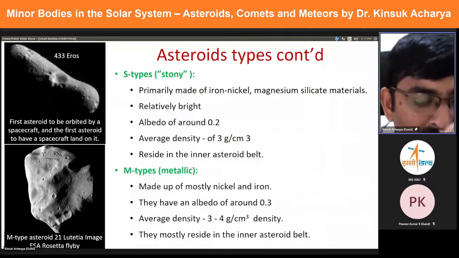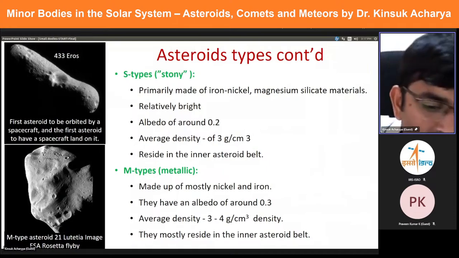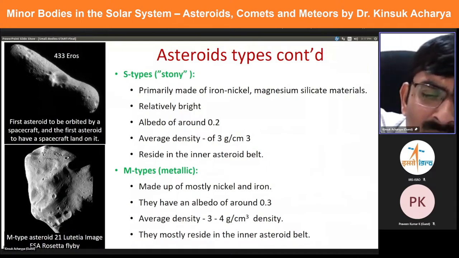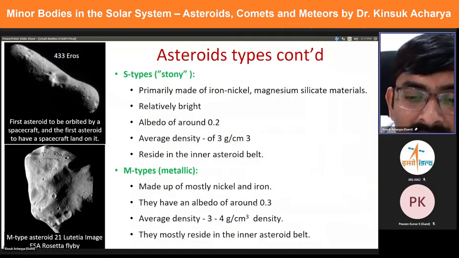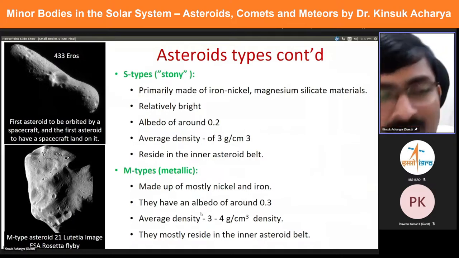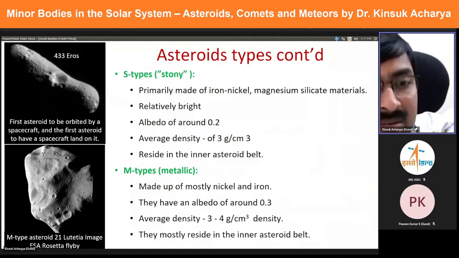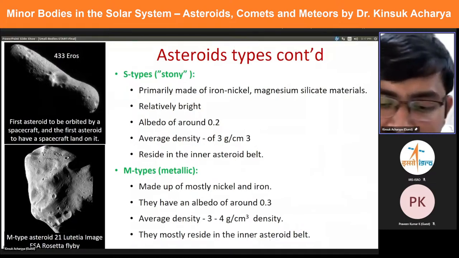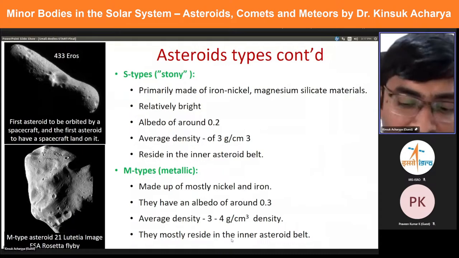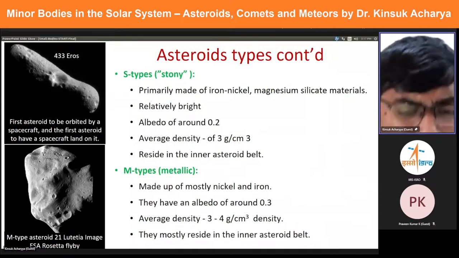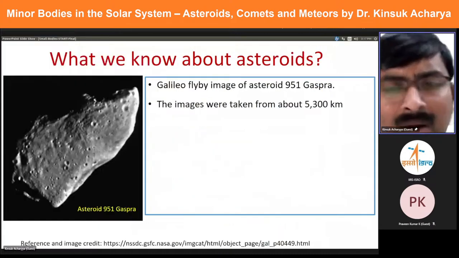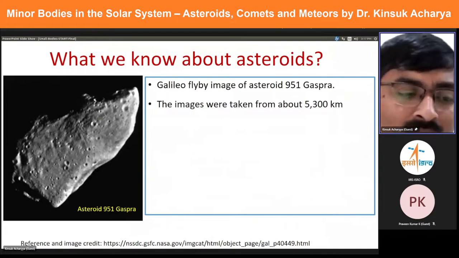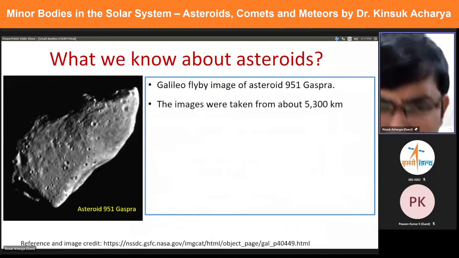And there are M types, or metallic asteroids. They are mostly made up of nickel and iron, and typically they are a little bit brighter than the S type, with almost similar density, and they are also found in the inner asteroid belt. Okay, so now let us see some of the missions that have gone to the asteroids to study them.